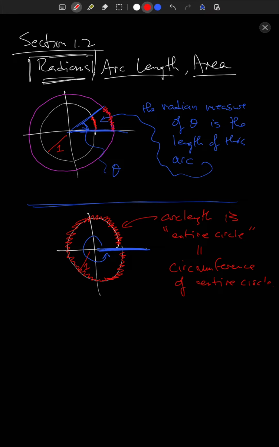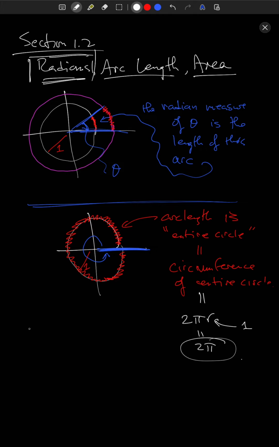Okay, so what is the circumference of an entire circle? Well, the circumference of a circle is 2 pi r, right? But here, like we said, we're working with a circle of radius 1. So r here is 1, and so this is 2 pi. Okay, so in radian measures, the 360 degree angle is equivalent to 2 pi radians.